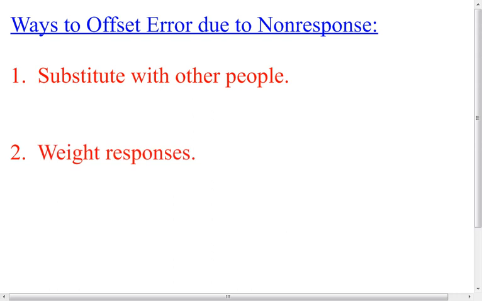Another thing you can do is weight people's responses. So somebody's answer might count as two people's instead of just one person's. And again, you can see where that could cause a problem depending on who you choose to weight or how you choose to weight it, but it is something that you can do.